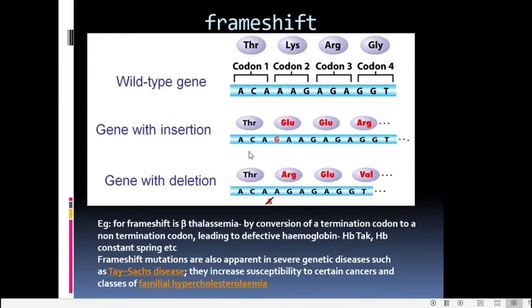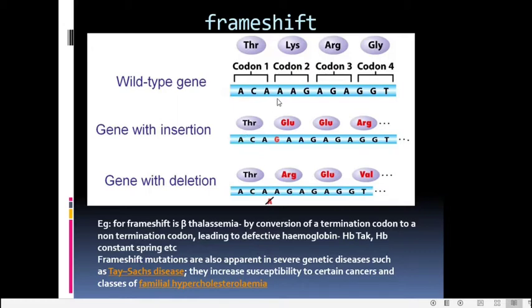So what happens? After transcription the mRNA will be formed, and in the mRNA this will also be incorporated, and now the reading frame of the codons will change, because earlier the codons were ACA, AAG, AGA and GGT. But now if there is an insertion, the reading frame of the codons will change as ACA, GAA instead of AAG. The first one is the same, here it is ACA, here also it is ACA.